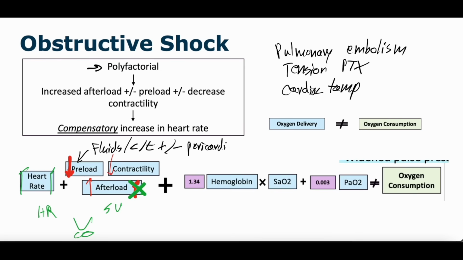So lots of variability in obstructive shock, which again is why we're saying these four categories are good for initial understanding, but they're very polyfactorial, very multifactorial. Not every state within each one of these general categories causes the same derangement.